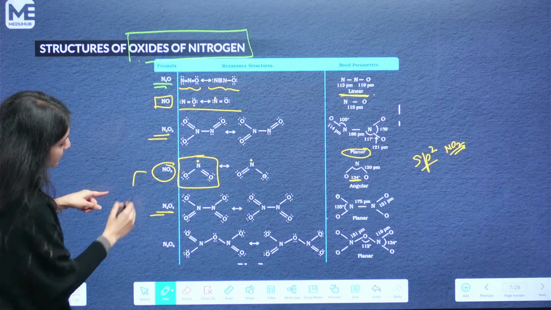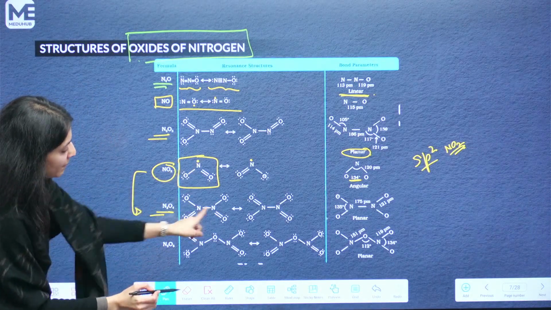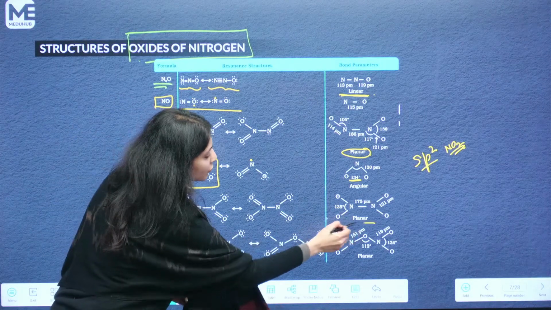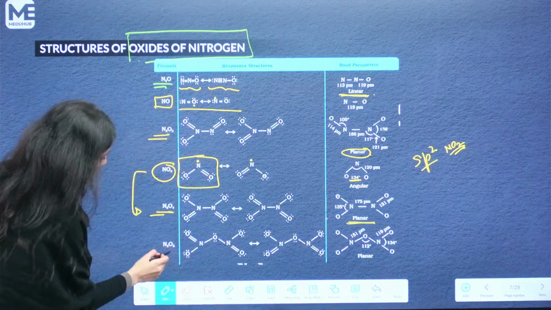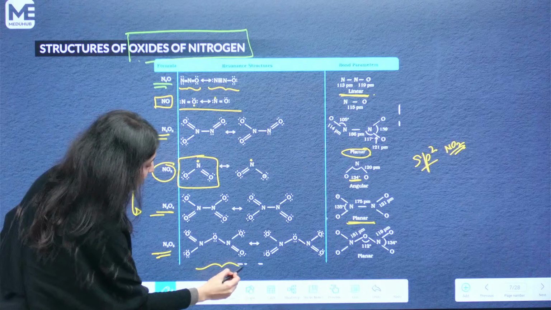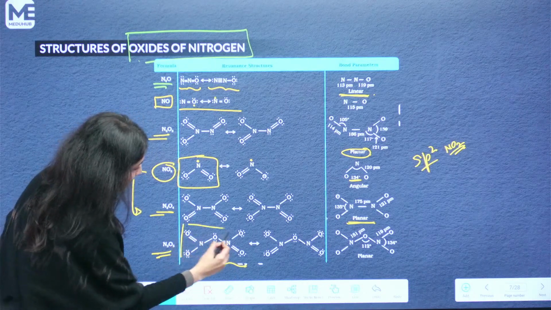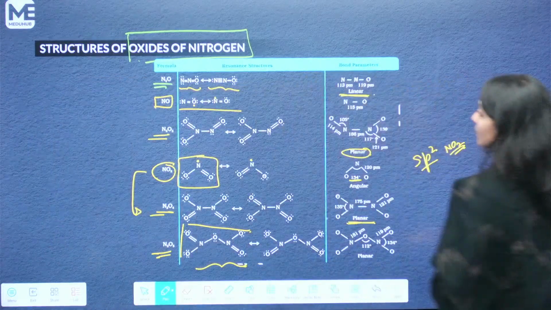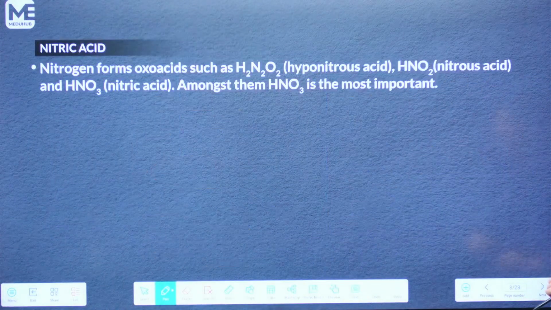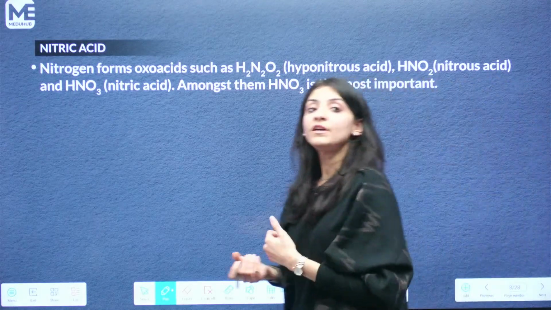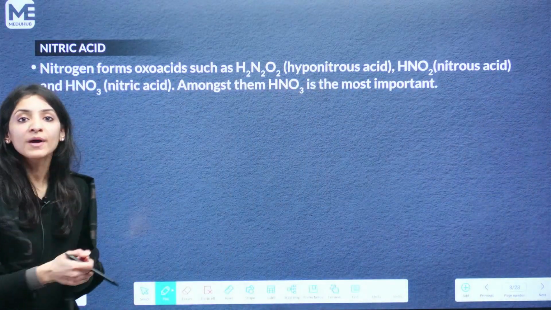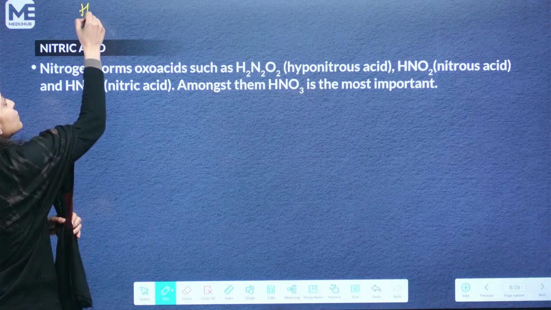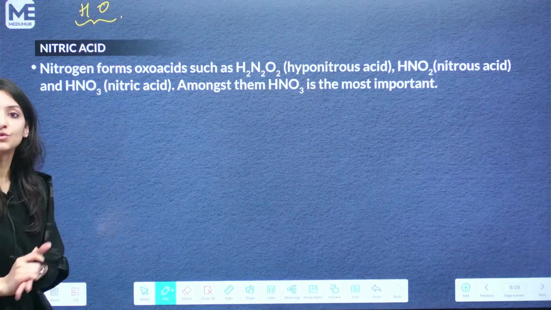N2O4 इसका डाइमर है. सो ये अनपेयर्ड इलेक्ट्रॉन यहाँ पे पेयर हो गया. सो अगेन यू गेट अ प्लेनर स्ट्रक्चर. एंड N2O5 का स्ट्रक्चर प्लेनर है, वो ये वाला स्ट्रक्चर है. ठीक है, ओके. नाउ द इम्पॉर्टेंट ऑक्सो एसिड ऑफ नाइट्रोजन. ऑक्सो एसिड्स आर एसिड्स जिनमें हाइड्रोजन एंड ऑक्सीजन दोनों होती हैं और वो एसिड्स होते हैं.